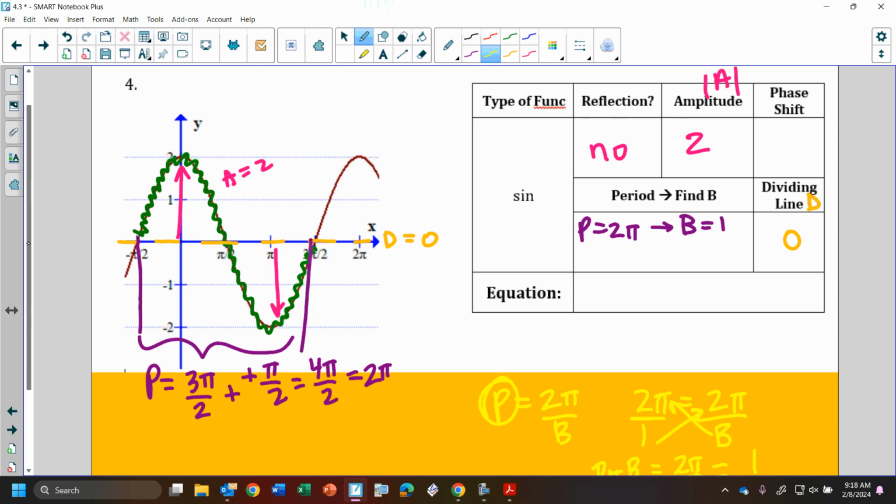Last part, phase shift. How do we know what the phase shift is? By looking at the picture. It's about how far that starting point is from 0, right? Where is that starting number, that starting bookend? Negative pi over 2. There you go. There's my starting bookend, at negative pi over 2. That is your phase shift.